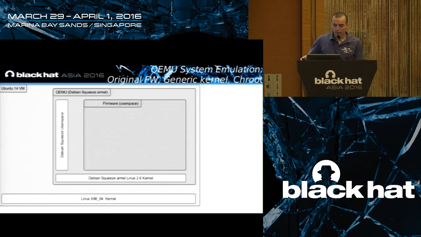And what we do next is, as we mentioned, after we do the file system filtration or selection and preparation, we put it inside QEMU. And that's why we called it firmware user space versus the Debian user space. And then what we do, we use the chroot.